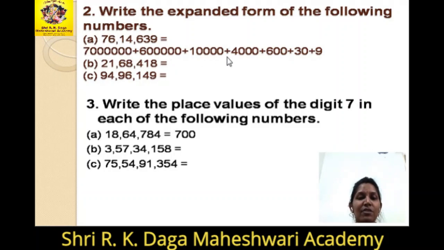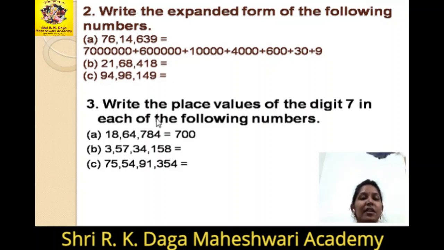So we will write 10,000 plus 4 is at thousands place. So we will write 4,000 plus 6 is at hundreds place. So we will write 600 plus 3 is at tens place. So we will write 30 and the last is 9 is at ones place. So we will write 9. So the expanded form of this number is 70 lakh plus 6 lakh plus 10,000 plus 4,000 plus 600 plus 30 plus 9. Now these 2 questions will be in homework.